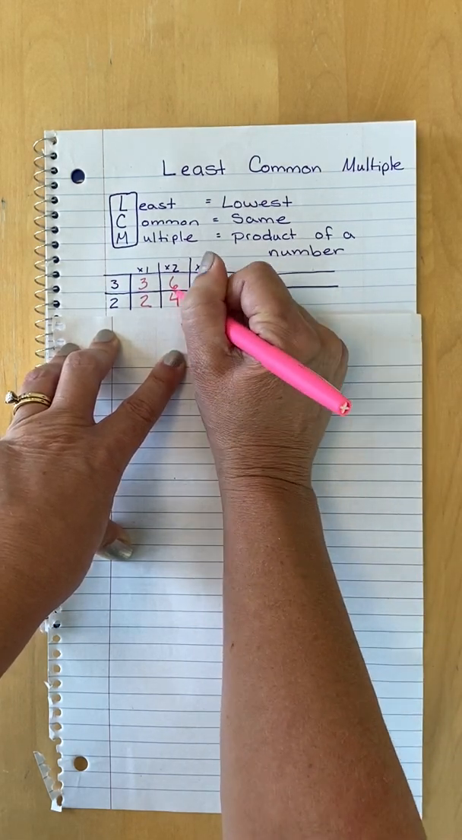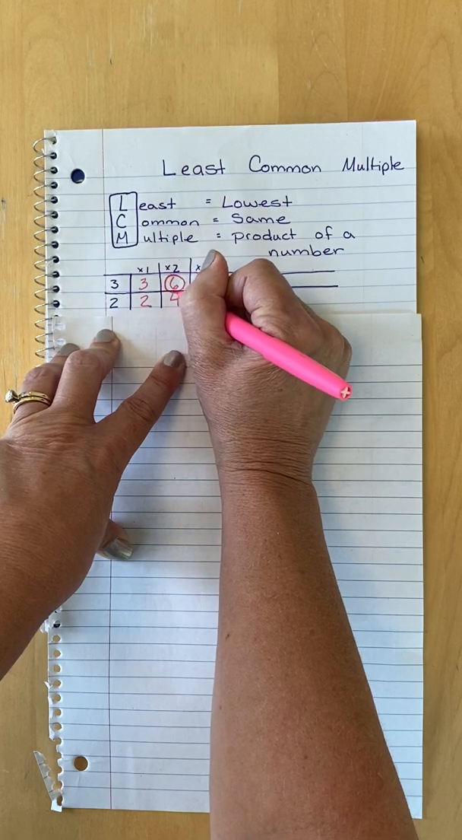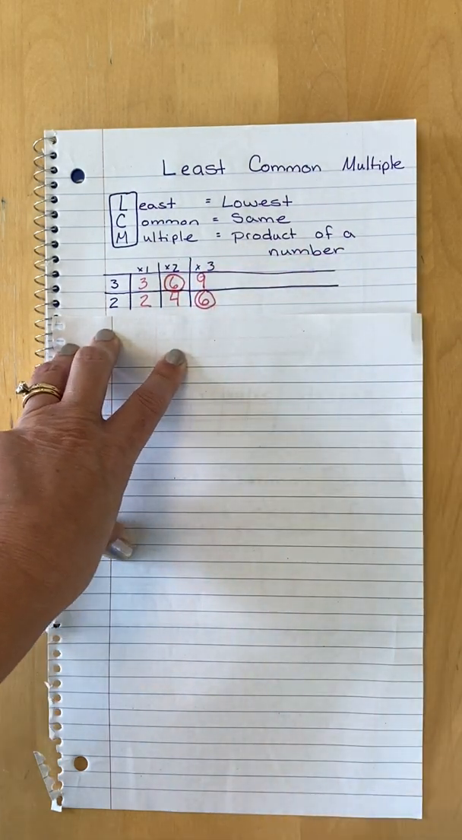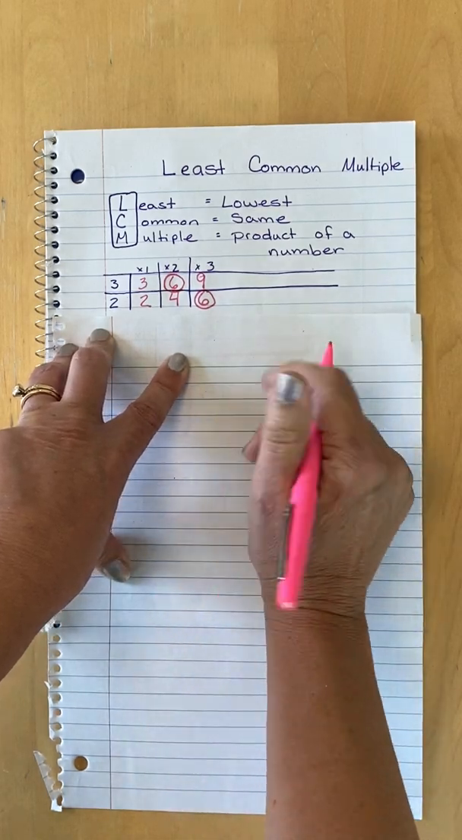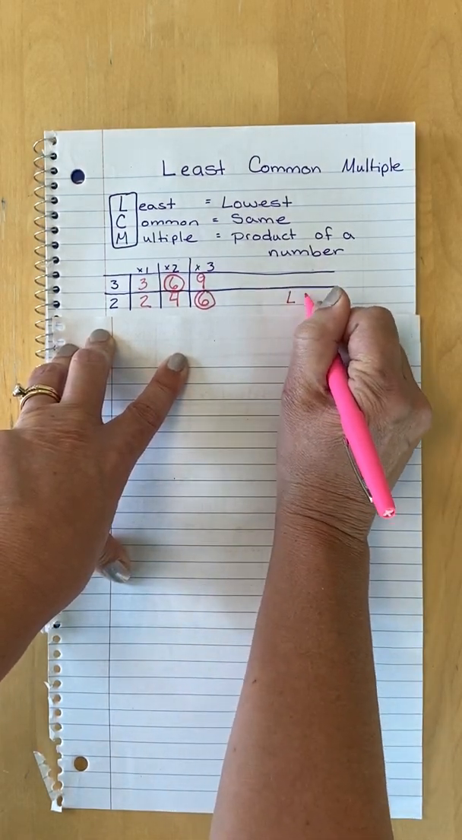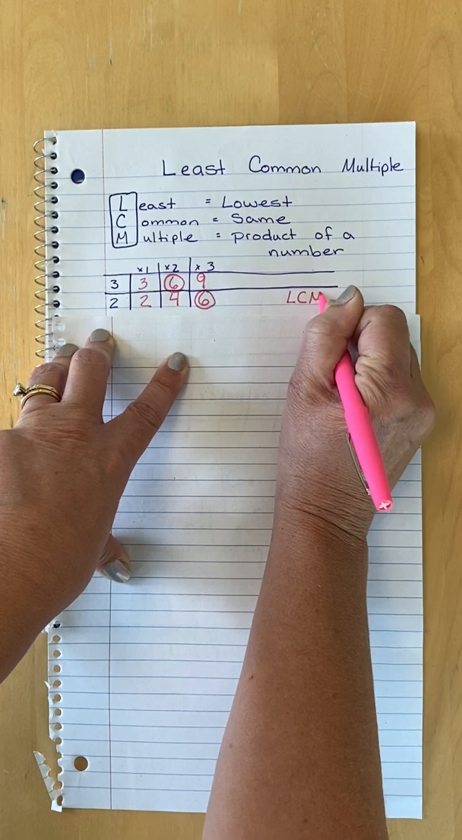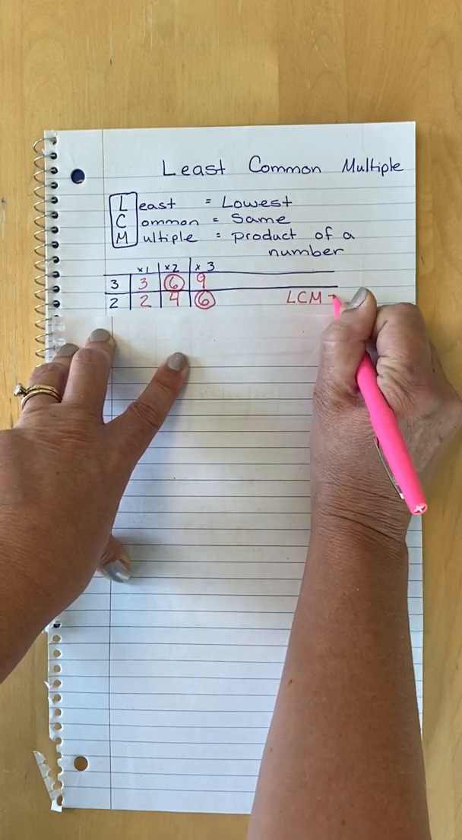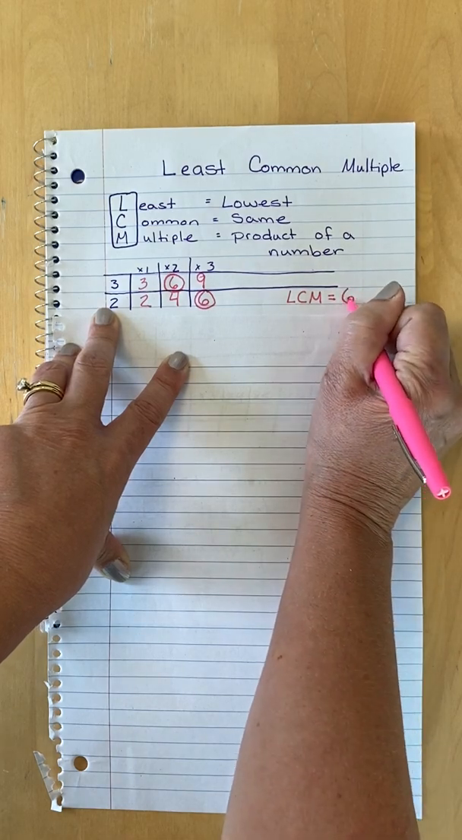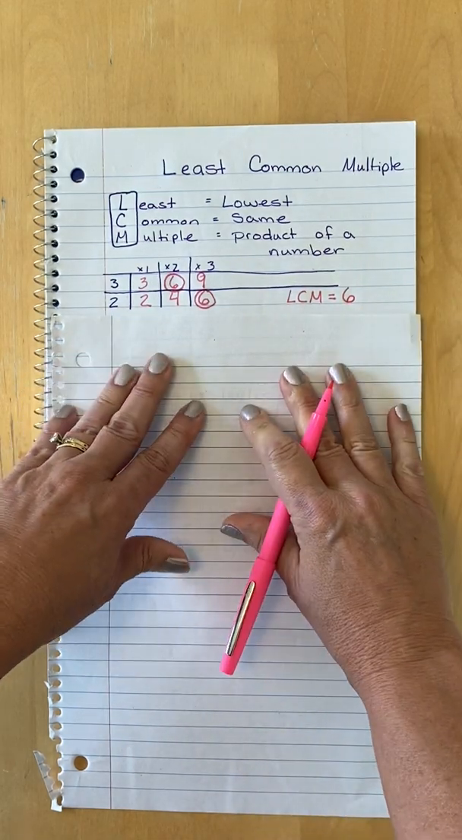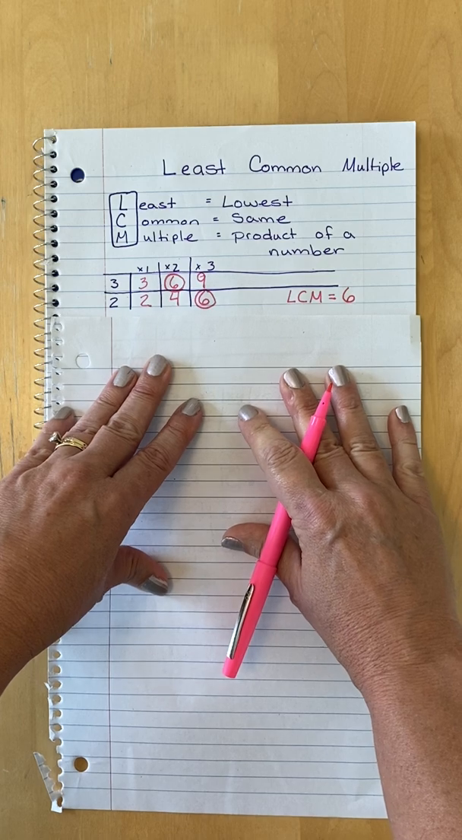So I'm going to circle my match. It's almost like a game when you do this, where you're trying to find the first match you can in your list. So now what we have is we know the LCM, or the least common multiple, of 2 and 3 is 6. So we're going to do another example.